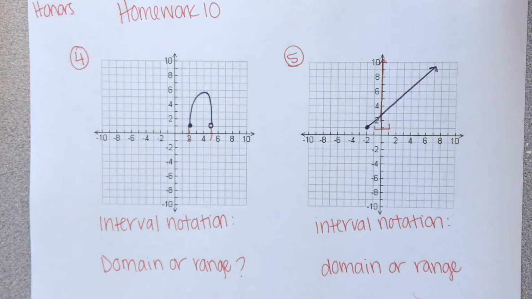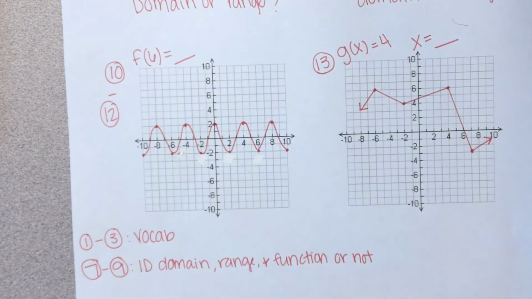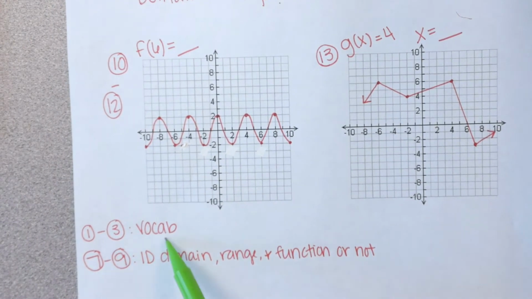Okay, so there are 16 problems in this homework. The first 3, I made a little note down here, 1 through 3, are going to require you to go back to your vocabulary from lesson 9 and answer some questions and fill in the blanks. You are going to need to know the definition of relation, domain, range, and what makes a function a function. What values can be repeated, which ones can't, and so on.